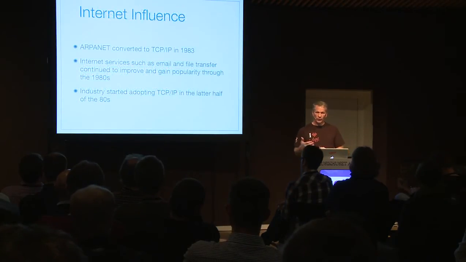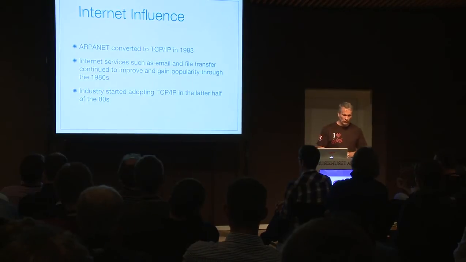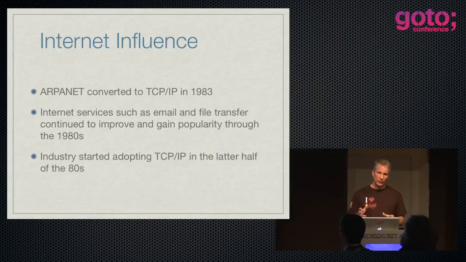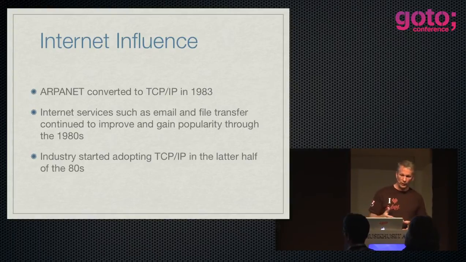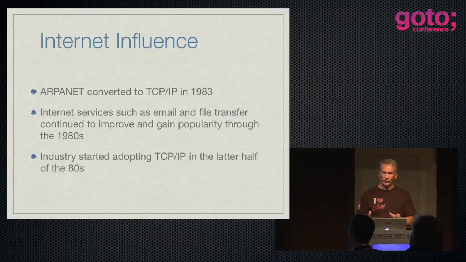Of course, the internet was still growing. ARPANET converted to TCP/IP in early 1983. And once that happened, you started to have the interoperability that was needed across these systems, because by the mid to the end of the 80s, industry started to adopt TCP/IP. That's actually one of the reasons why Apollo eventually disappeared: they had their own proprietary network. It was a token ring network. It was very cool, very fast for the day, but the users didn't want a closed network. They wanted TCP.